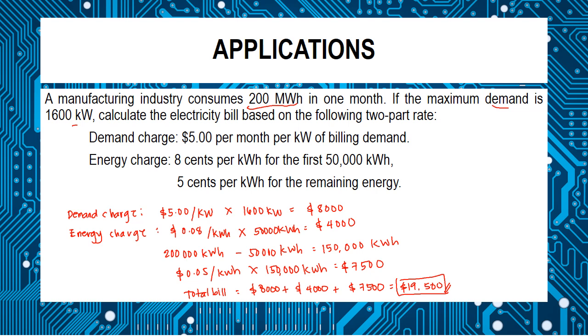Now let's compute. For the demand charge, we have here the maximum demand of 1,600 kilowatt. So we have here $5 per kilowatt multiplied by 1,600 kilowatt, and this is equal to $8,000.